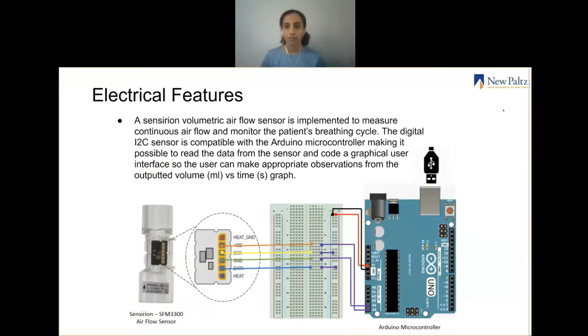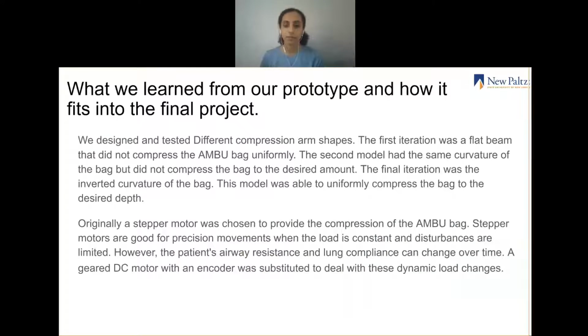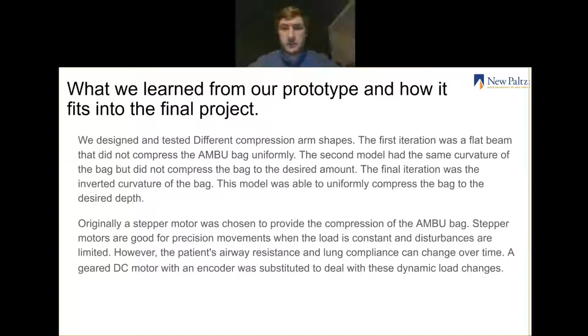So as we designed our prototype system, we tested different compression arm shapes. The first iteration was a flat beam that did not compress the AmbuBag uniformly, and the second had the same curvature of the bag, but did not compress the bag the desired amount. And for the final iteration, we inverted the curvature of the beam, and this model was able to uniformly compress the bag to our desired depth.